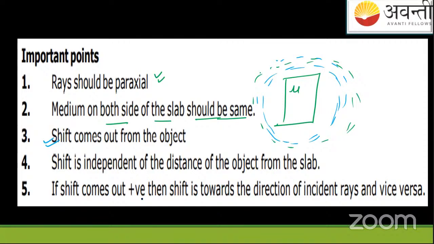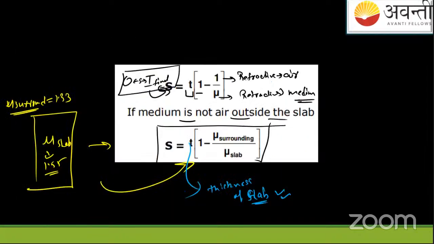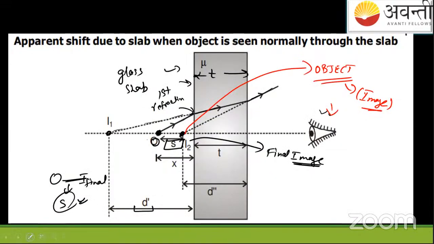So it's like this. If the shift comes positive, it means towards the direction of the incident rays. If it comes negative, it is opposite to the direction of the incident rays. Let me explain this. You can see here properly. This is the object, this is the final image, shift is S. This will be positive.